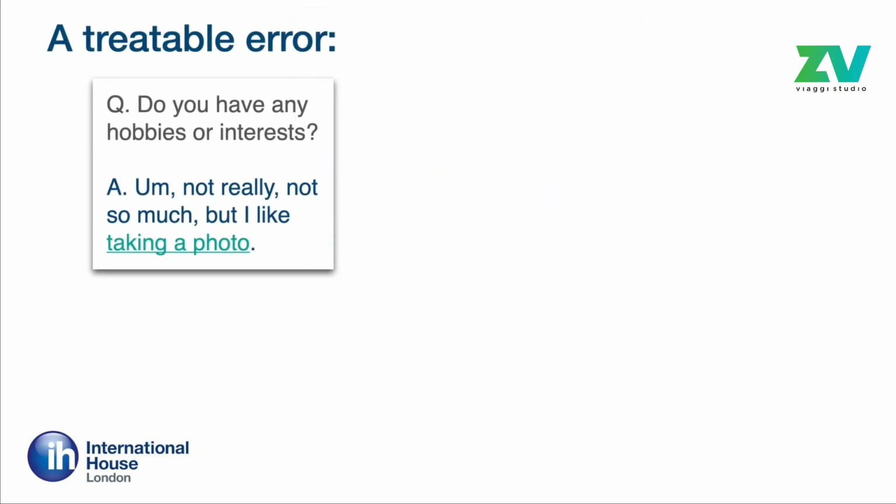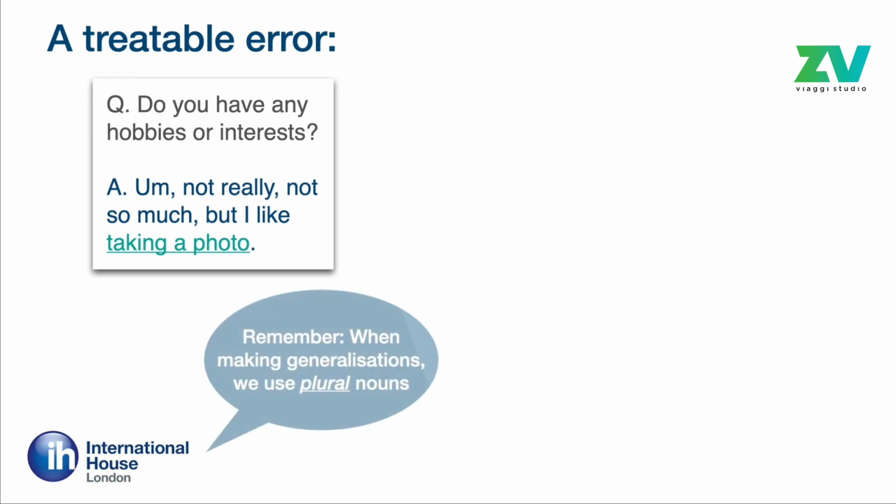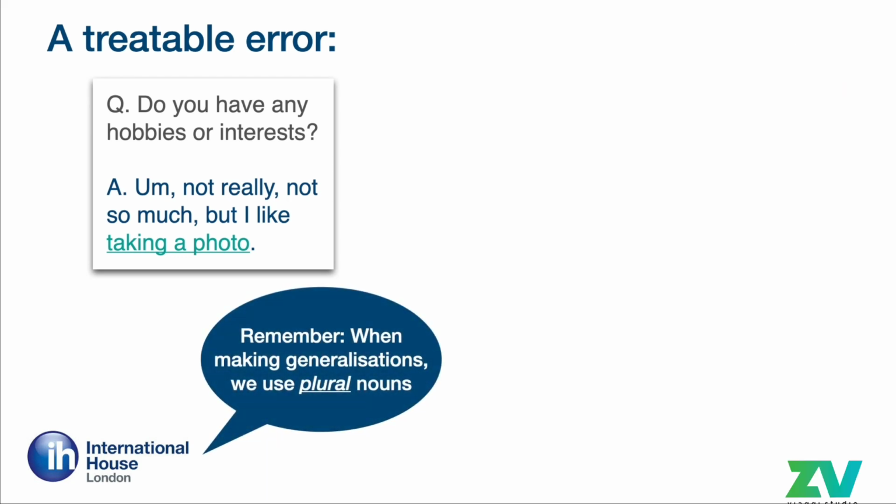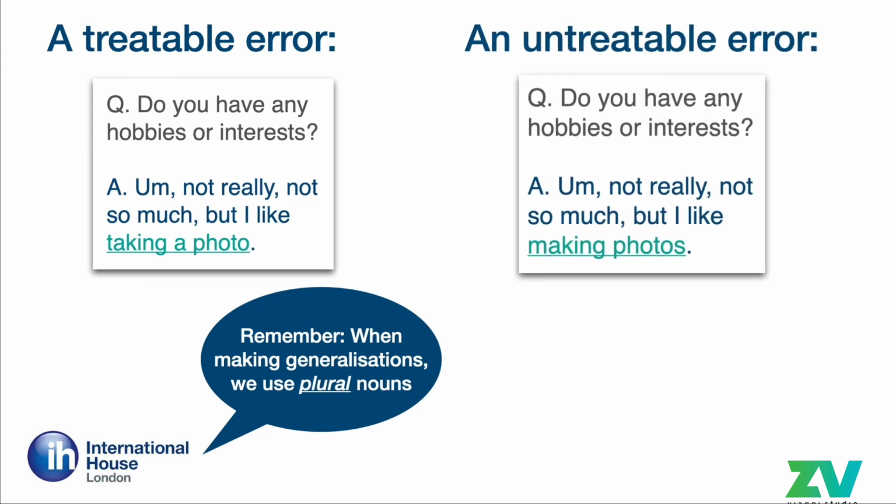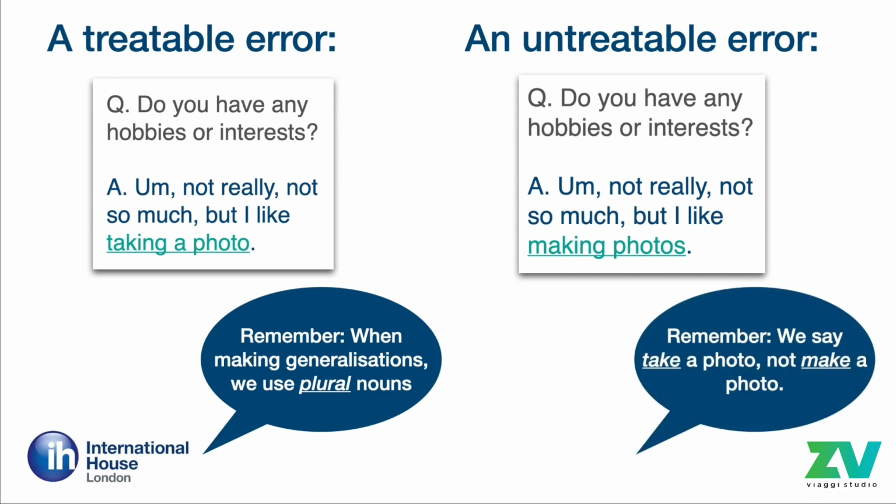This first example can be treated with a rule that explains the reason for the error. In this second example, the learner has used the correct grammar, but has made a collocation error. So providing them with the correct verb choice is useful, but we are unable to explain to them why they should choose that verb. And so this is known as an untreatable error, because we cannot give them a rule to explain the correct usage.